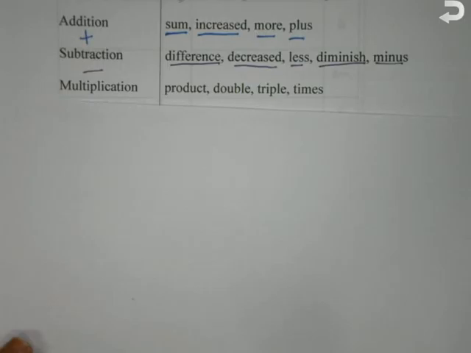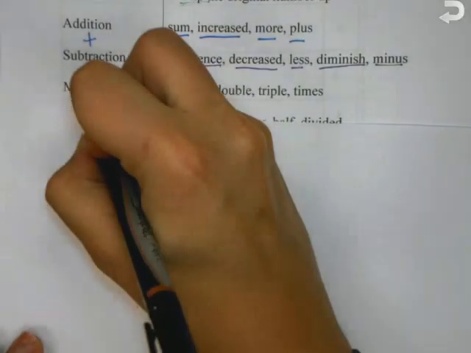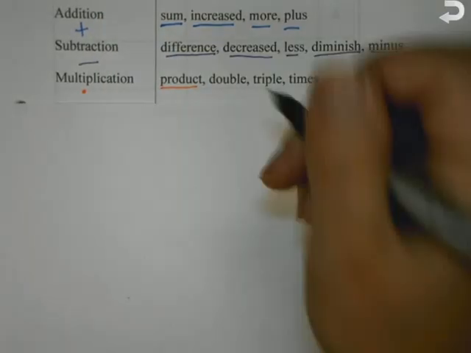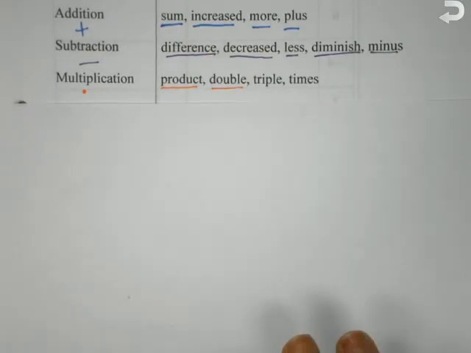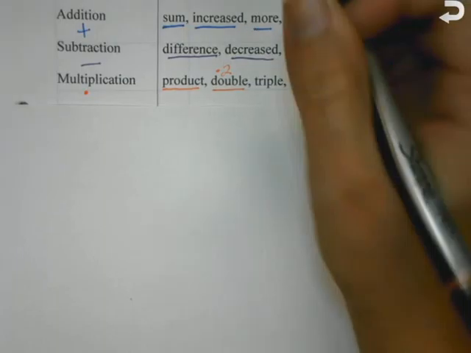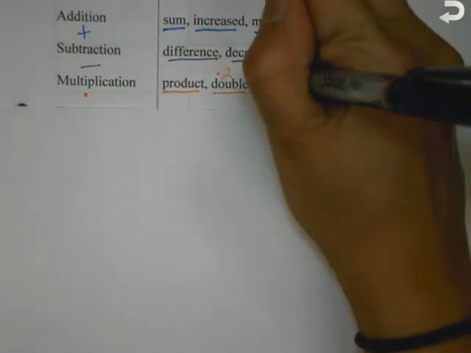Multiplication words, and we usually have multiplication with a dot. Okay, multiplication words, product, we knew that one already. Double, if I'm telling you to double something, that means you're multiplying by what? Good, by 2. What about triple? Multiplying by? Good, 3. And then times.